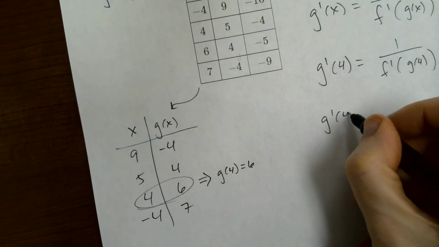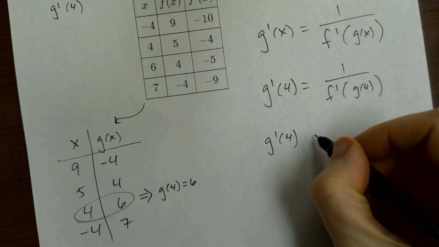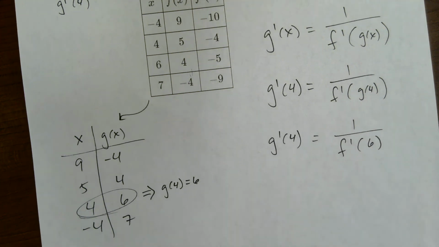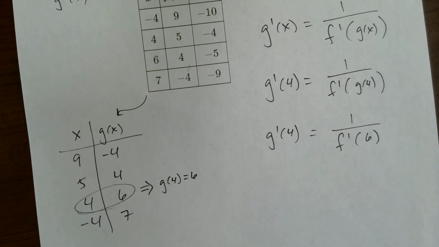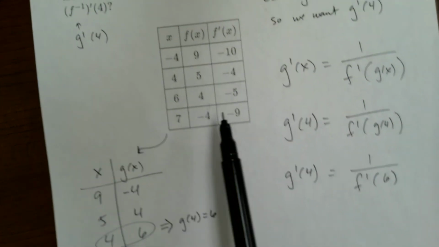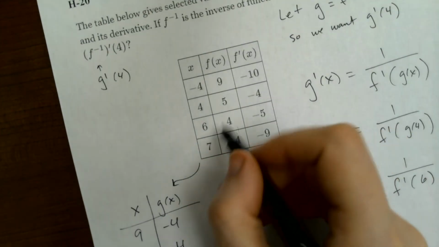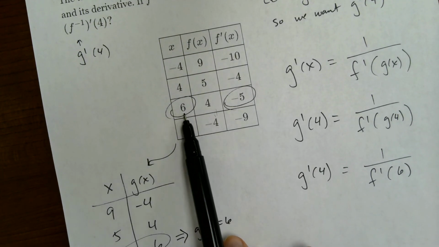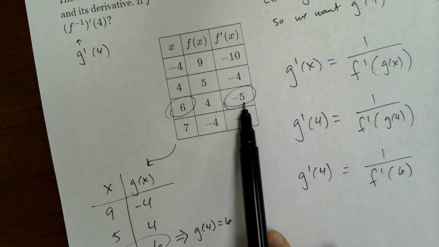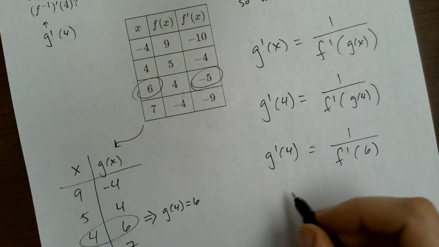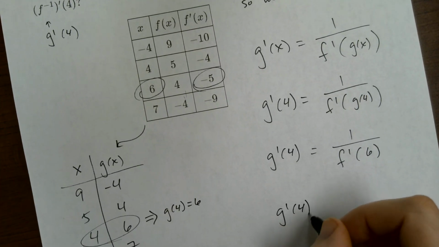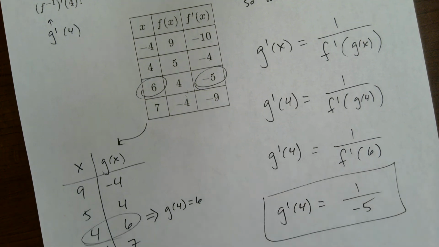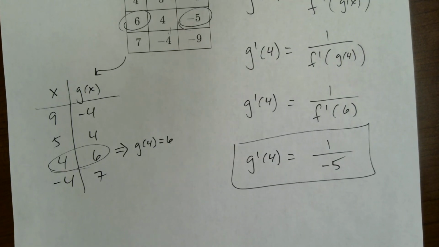So g prime of 4 equals 1 over f prime of 6. And now we can use our original table. There's the f prime column. If you plug in 6, f prime is going to be negative 5. So g prime of 4 is 1 over negative 5. Okay, just like that.